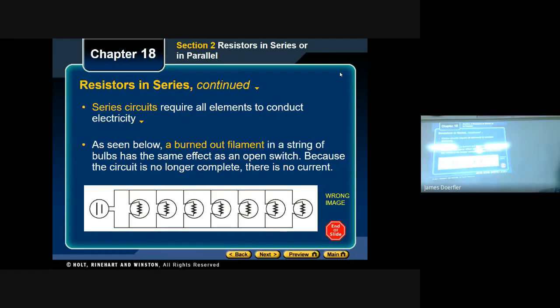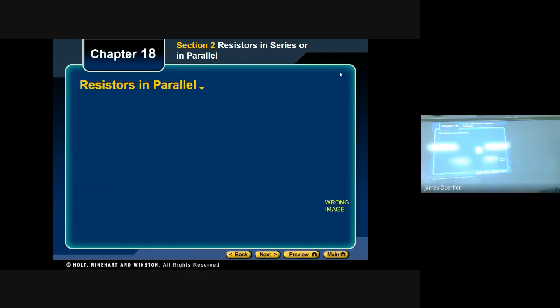So, again, yesterday we talked about how a series circuit requires all elements to conduct electricity. There are no alternate pathways or anything like that. As seen below, this is the wrong image, okay? I'm going to go to the next image. We have a burned out filament in a string of bulbs. It has the same effect as an open switch.